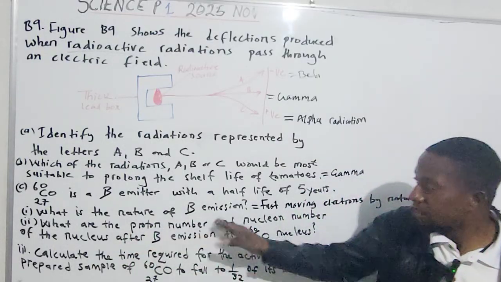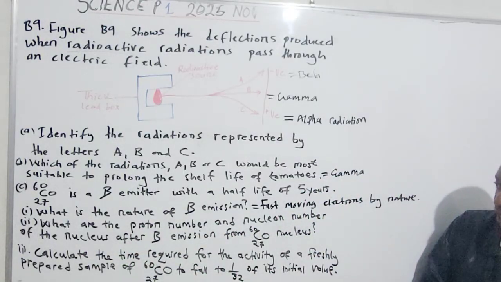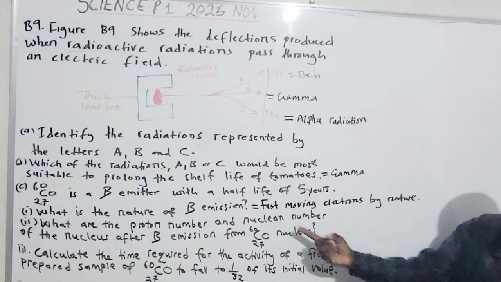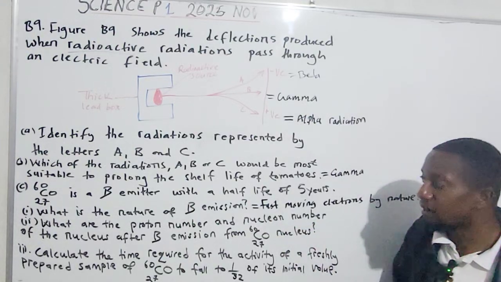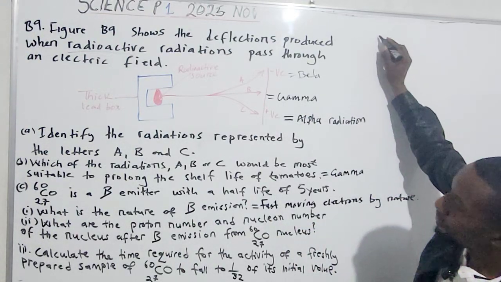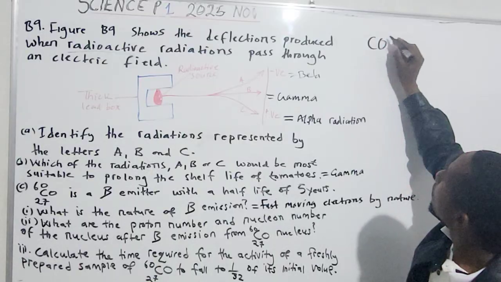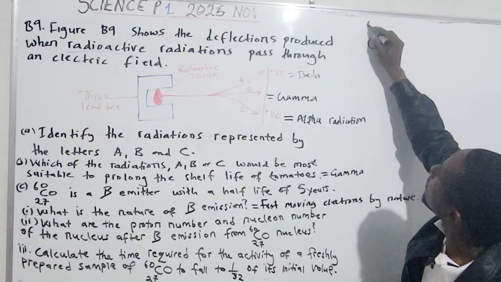Right. What is the proton number and the nucleon number? Okay. So how do we find the proton number and the nucleon number? Right. So this is the original compound that they have given us.